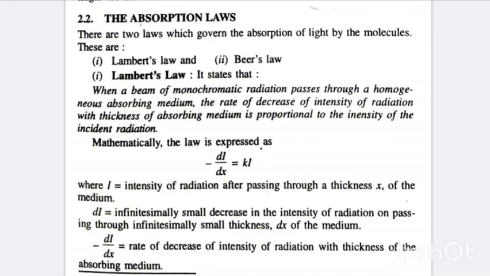According to Lambert's law, when a beam of monochromatic radiation passes through a homogeneous absorbing medium, the rate of decrease of intensity of radiation with thickness of the absorbing medium is proportional to the intensity of the incident radiation. When the incident radiation falls on an absorbing medium, the medium will absorb some amount of light, and only a lesser amount of light comes out of the medium. The decrement in the intensity is proportional to the thickness of the absorbing medium. So that is Lambert's law.